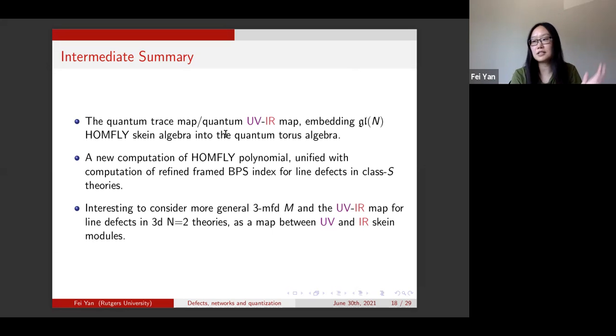As in many other quantization stories, something interesting will happen if you take your deformation parameter Q to be, say, an nth root of unity. It's a similar story here. If you take Q to be an nth root of unity, your skein algebras, both on the UV and IR sides, have a large center. It is so large that it is isomorphic to the space of holomorphic functions on the corresponding moduli space of flat connections.